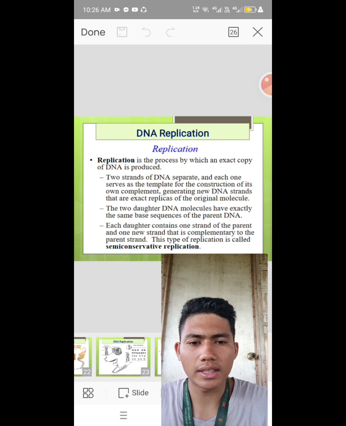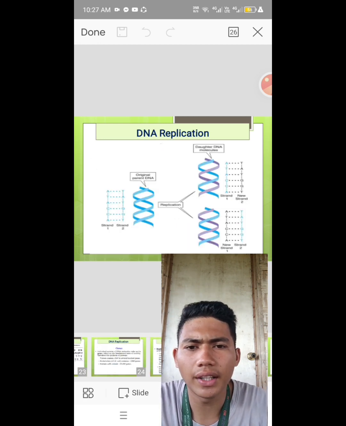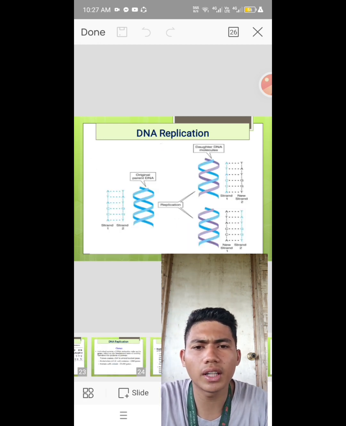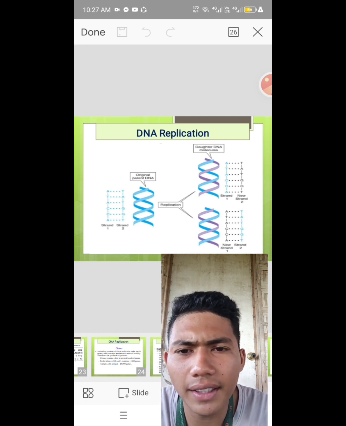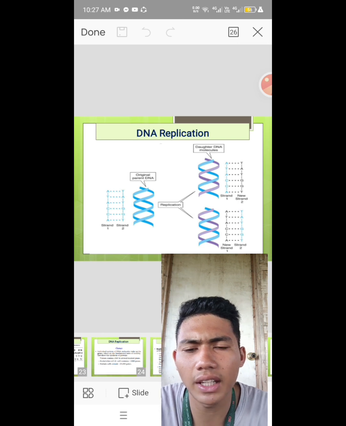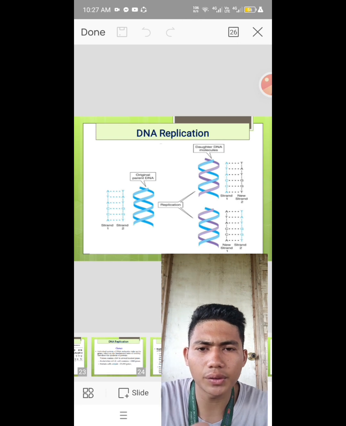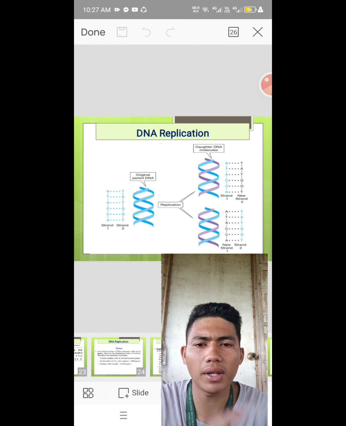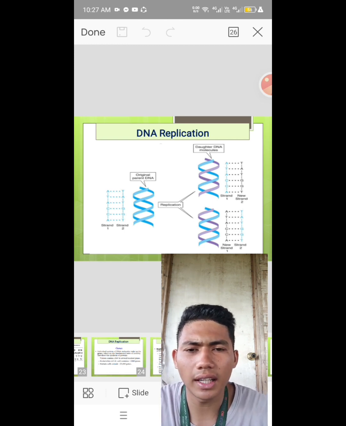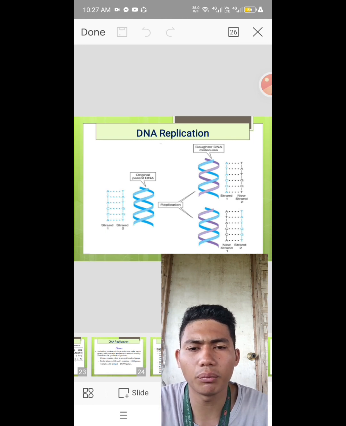As you can see on the screen, here is the DNA replication. There we have the original parent DNA. The first strand has adenine, thymine, adenine, then cytosine, cytosine, and adenine. Adenine is always paired to thymine. It can also be interchanged, thymine to adenine, adenine to thymine. Another pair is cytosine to guanine, and they should not be interchanged with the other molecules.